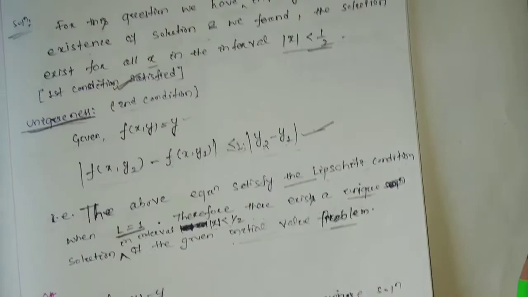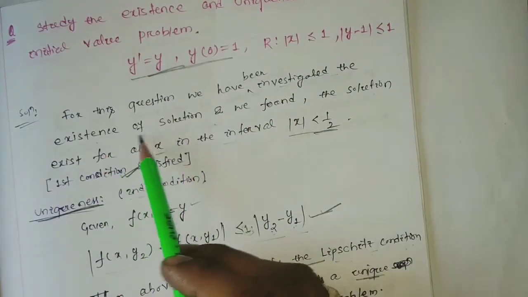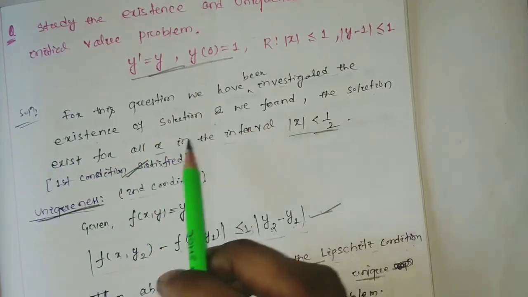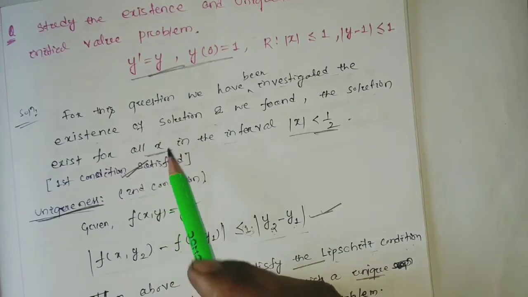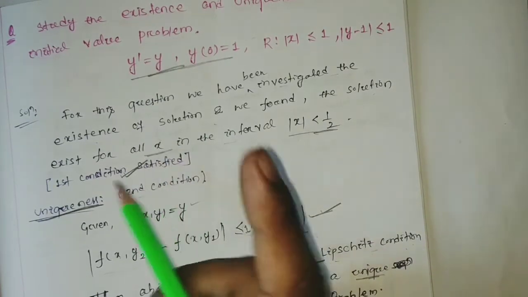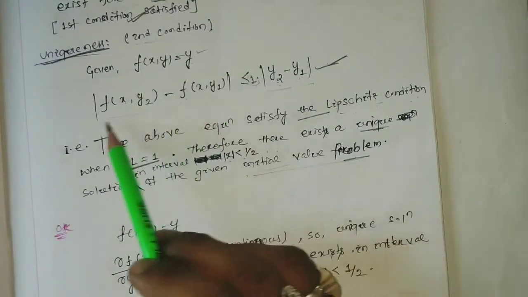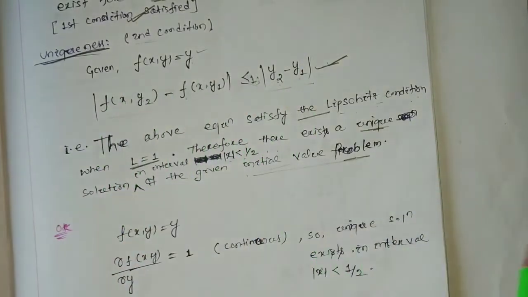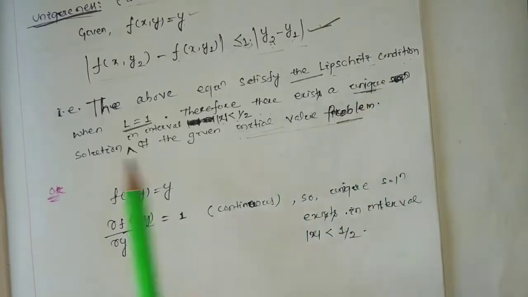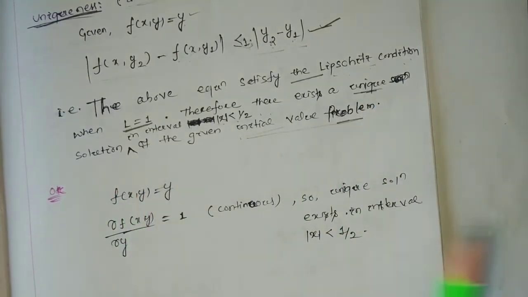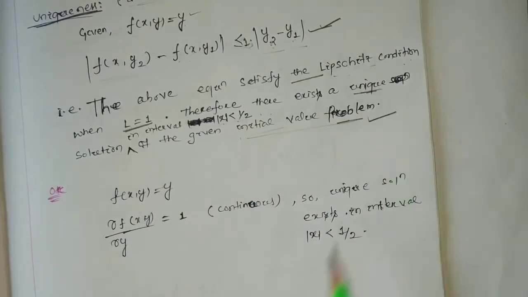The existence theorem only gave the idea that the solution exists for all values of x, but according to the existence theorem it is not confirmed that a single solution exists. But through the second condition, we have confirmed that a single, or unique, solution exists in the interval |x| < 1/2.